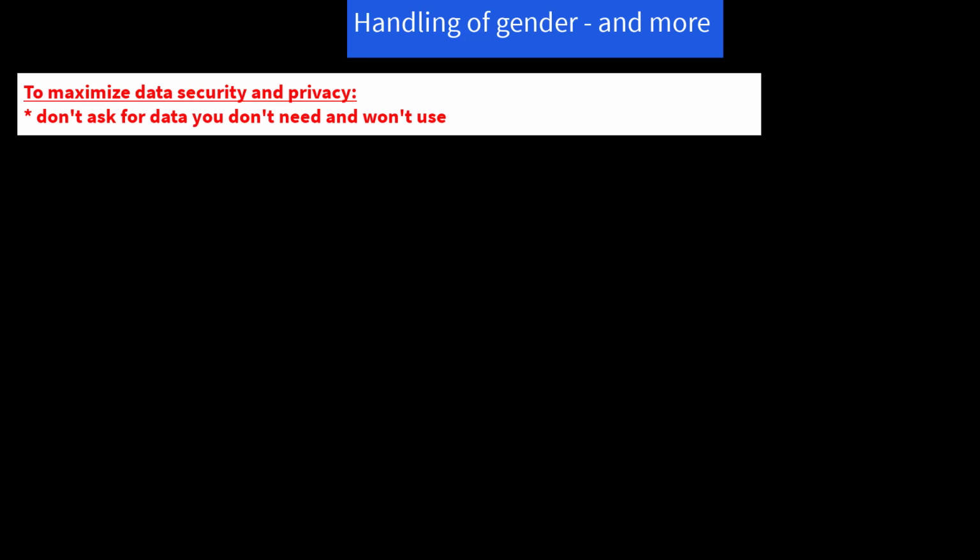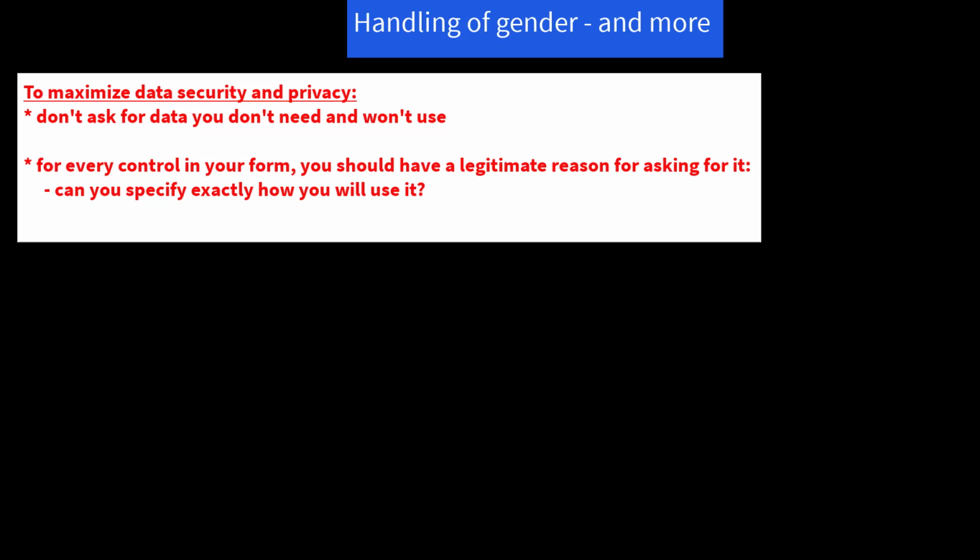Handling of gender and more. Although I've labeled this section as relating to gender, there are some broader points I'd like to include here. First, to maximize data security and privacy, don't ask for data you don't need and won't use. It sounds simple, but I've seen a propensity to include in forms input requests for data that your application won't use. Some people like to ask just in case we need it later. Don't do that. For every control in your form, you should have a legitimate reason for asking for it. Can you specify exactly how you will use it?